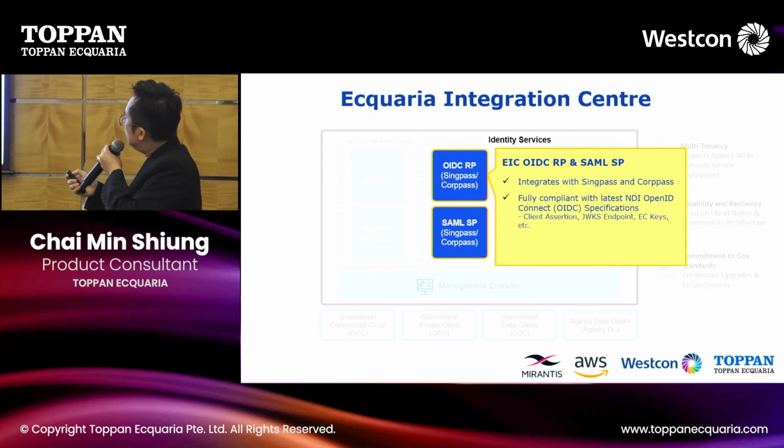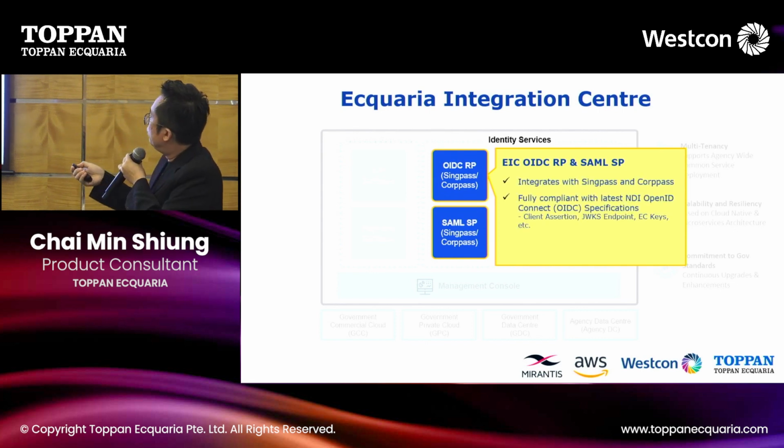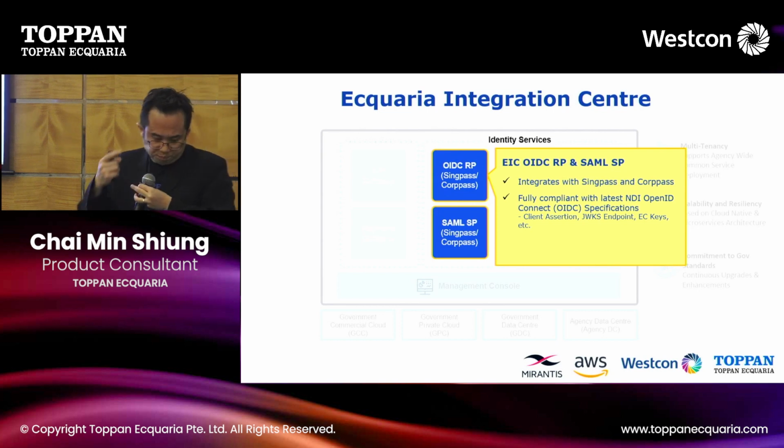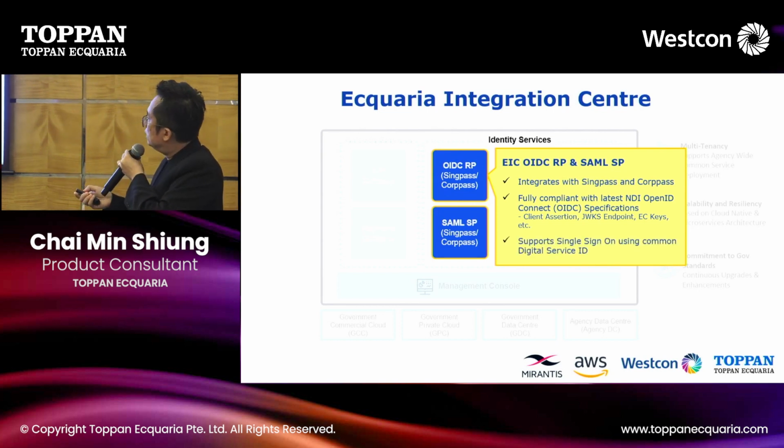Okay, next, the OIDC RP. It is fully compliant with the latest NDI OpenID specs to support things like client assertion, JWKS endpoint for your key rotation, as well as EC keys. And also, it supports single sign-on using a common digital service ID.